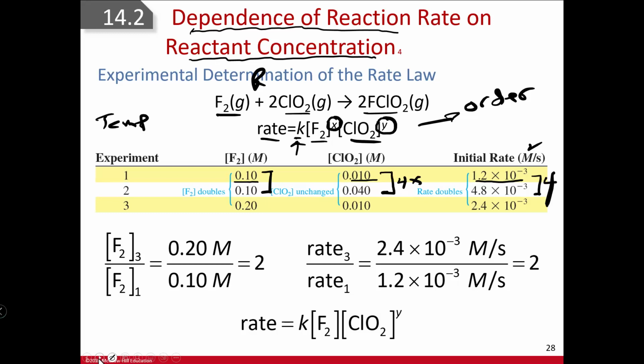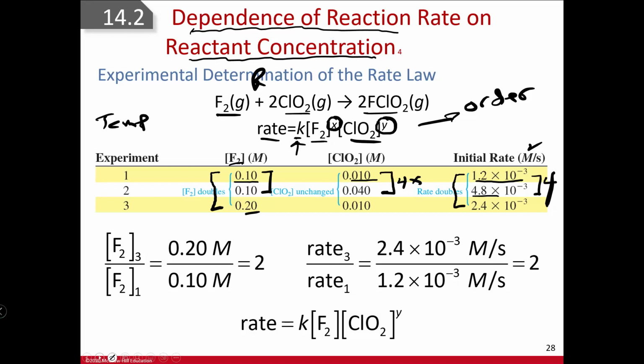Now, if you can't, it's okay. You just need to divide this number by that number, and divide 0.04 by that number. So let me show you what that looks like formally. Let's look at the other one, and it's got it down here. All right. So if we look at experiment 1 and experiment 3, we doubled the concentration of the fluorine, doubled it. And if we look at the relationship between the initial rate of experiment 1 and the initial rate of experiment 3, we can see 2.4 divided by 1.2 times 10 to the negative 3 is double as well.